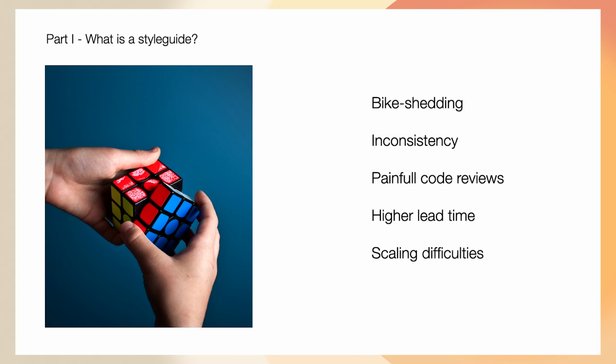Scaling difficulties. Imagine, you are a team of 5 people, 5 front-end engineers. You can talk with each other. You can agree on patterns that you should or should not use. But what if you are 10, 20, 40? You have to define something. You have to define standards. You need a style guide for that. Otherwise, everyone will go in their own direction.